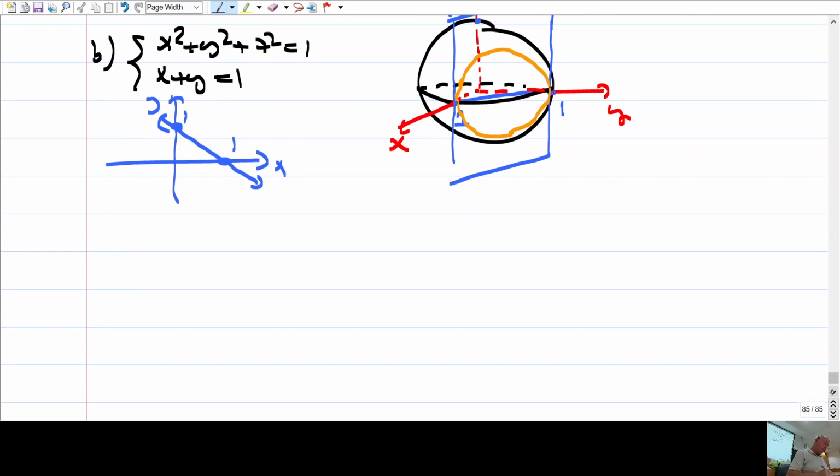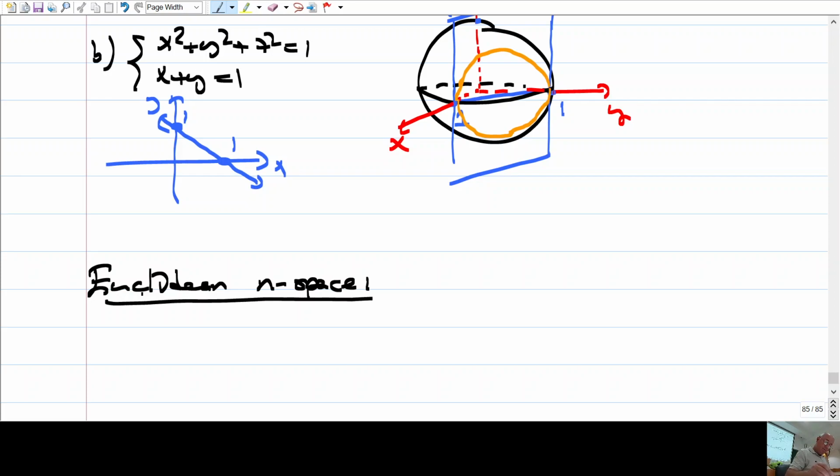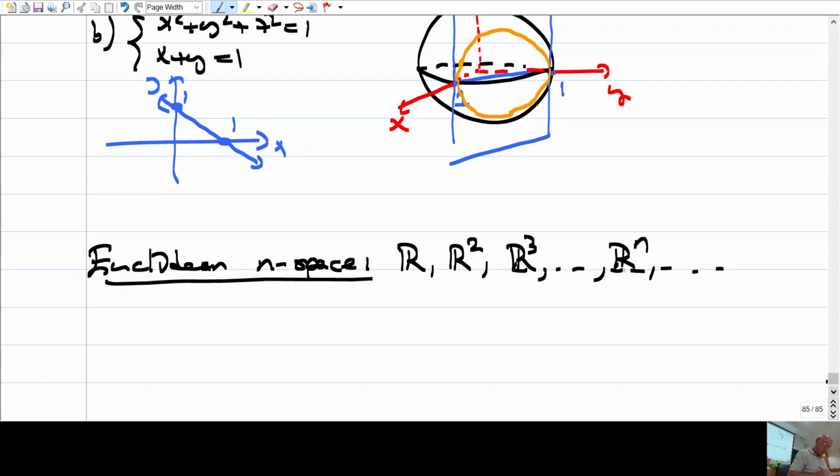Euclidean space. Well, we studied the real line, plane, R3, three-dimensional space, and you can just keep going and study n-dimensional space, Euclidean space.